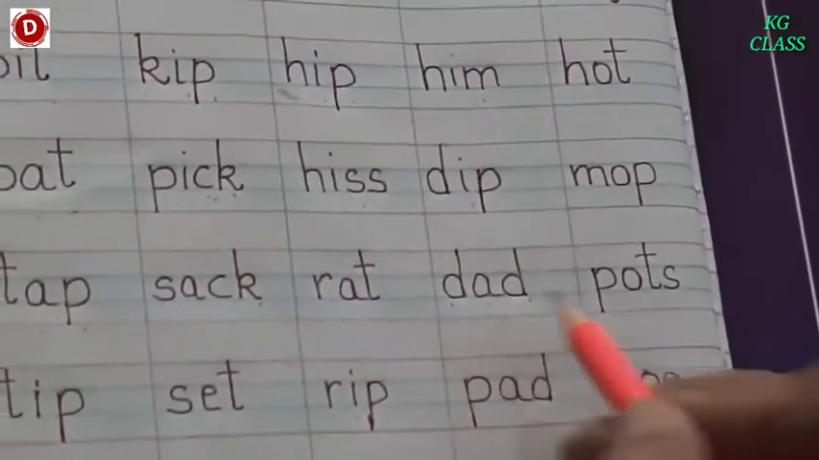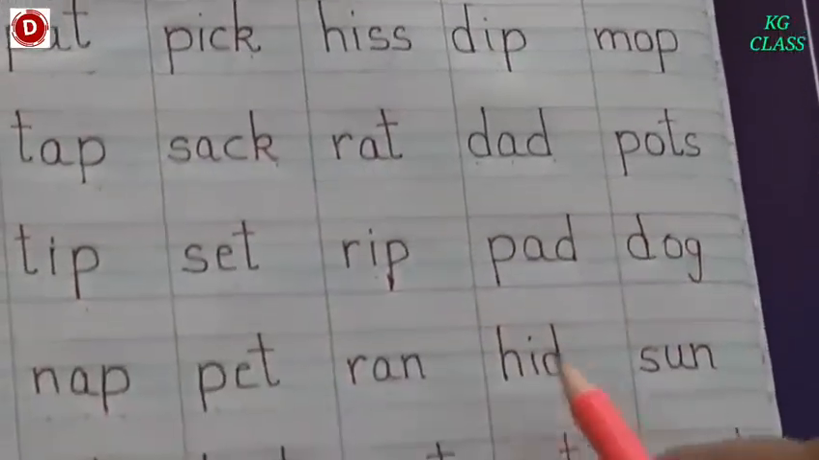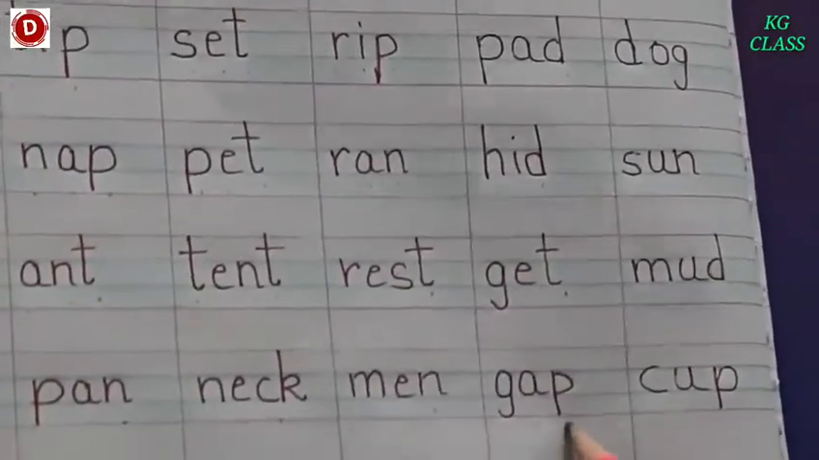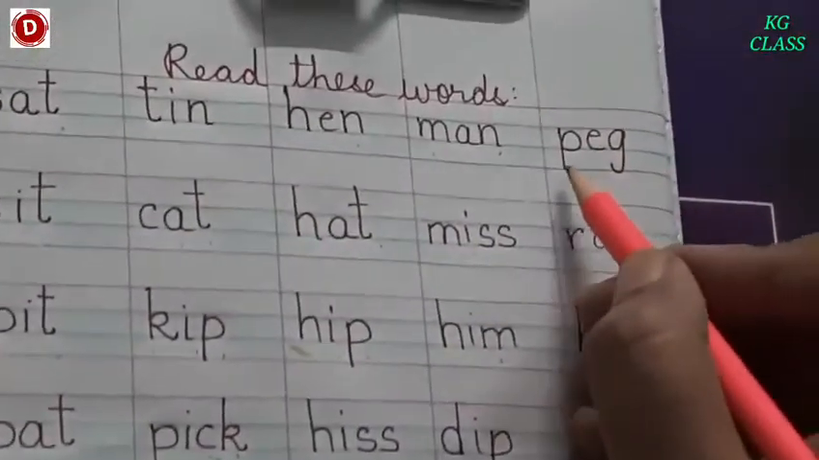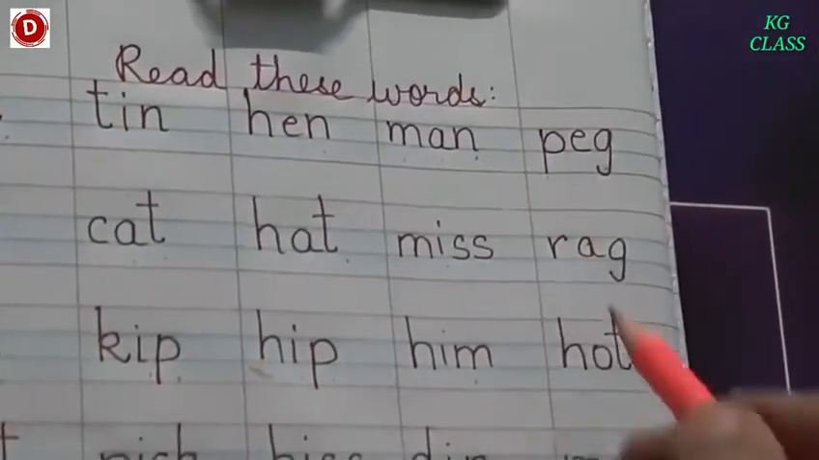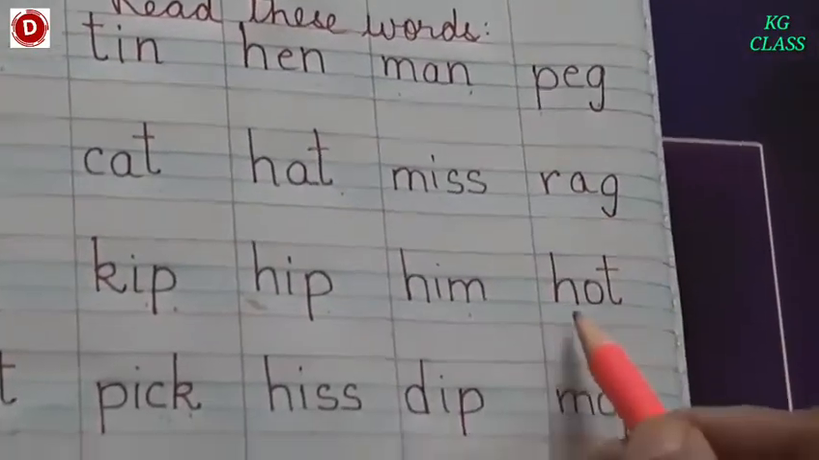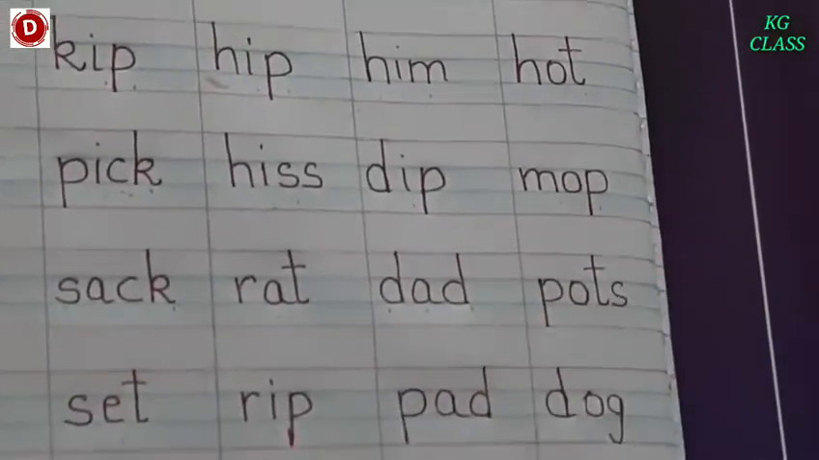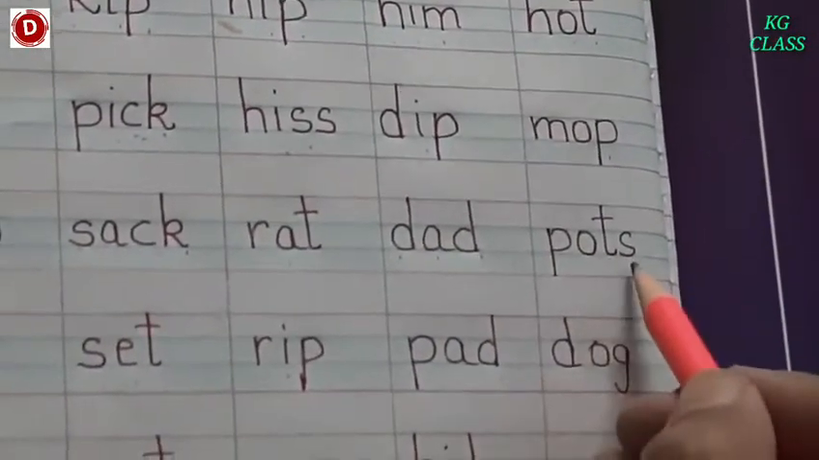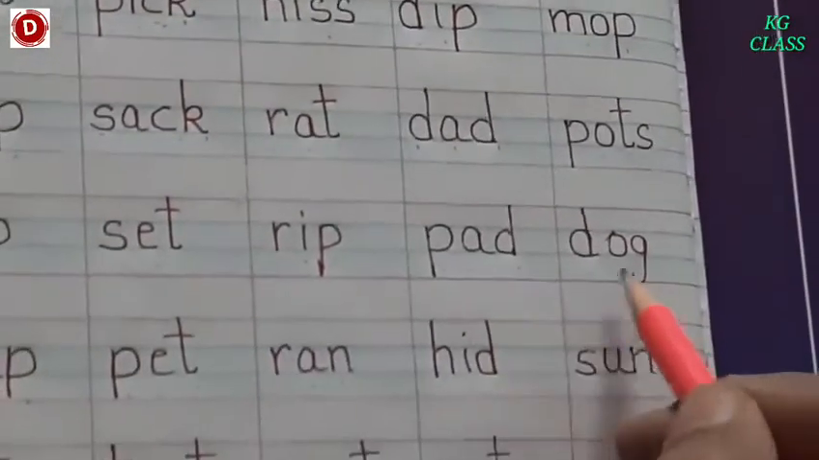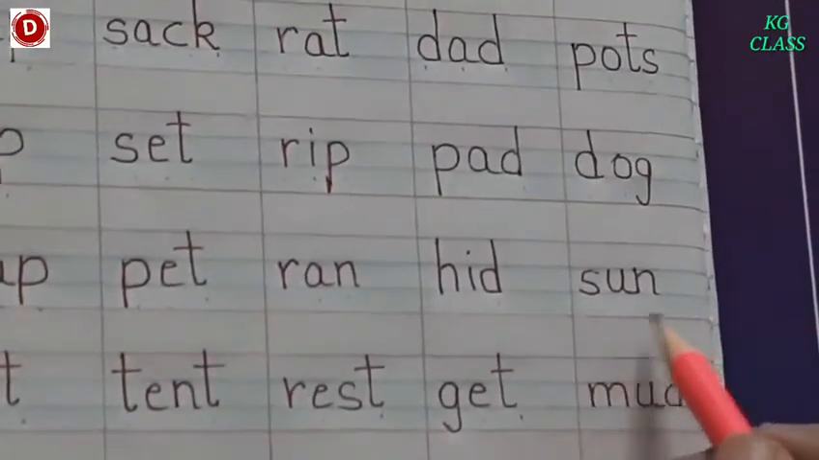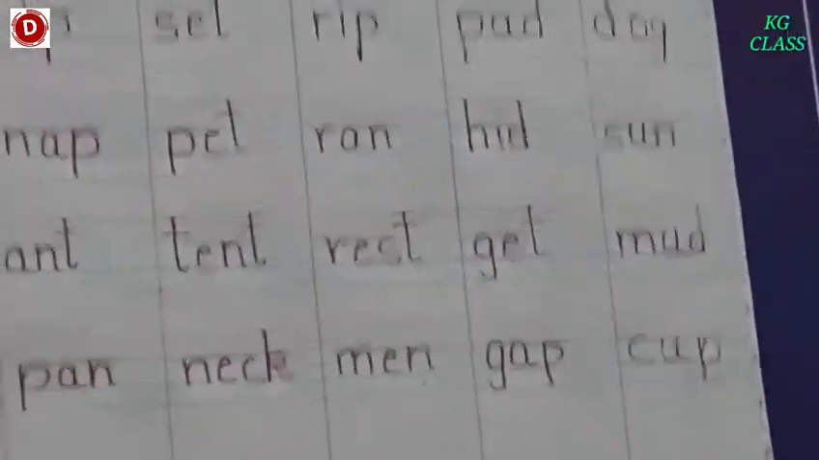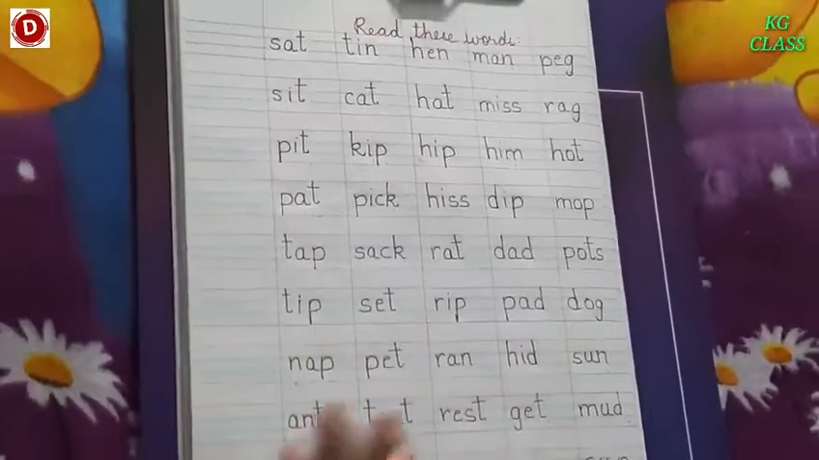d-i-p, dip, d-a-d, dad, p-a-d, pad, h-i-d, hid, g-e-t, get, g-a-p, gap. Now the last line, p-e-g, peg, r-a-g, rag, h-o-t, hot, m-o-p, mop, p-o-t-s, pots, d-o-g, dog, s-u-n, sun, m-u-d, mud, c-u-p, cup. So children, in this way you have to read.